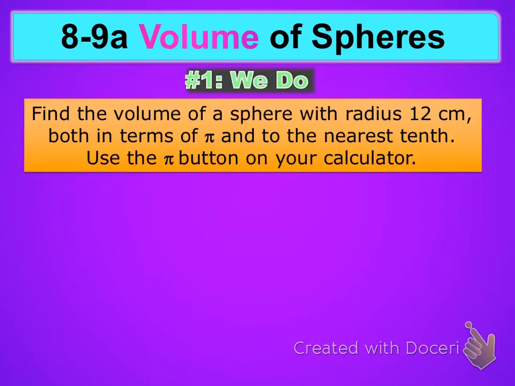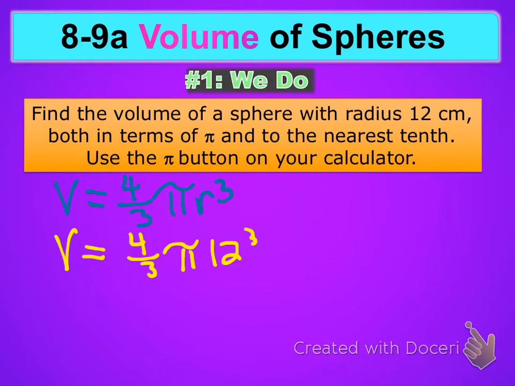So if we look at our number 1 example, we're going to find the volume of the sphere with radius of 12 centimeters, both in terms of pi and to the nearest tenth using the pi button on your calculator. So remember, volume of a sphere equals 4/3 pi r cubed. In this case, our radius was given to us as 12 centimeters, so we're just going to have 4/3 pi 12 cubed.